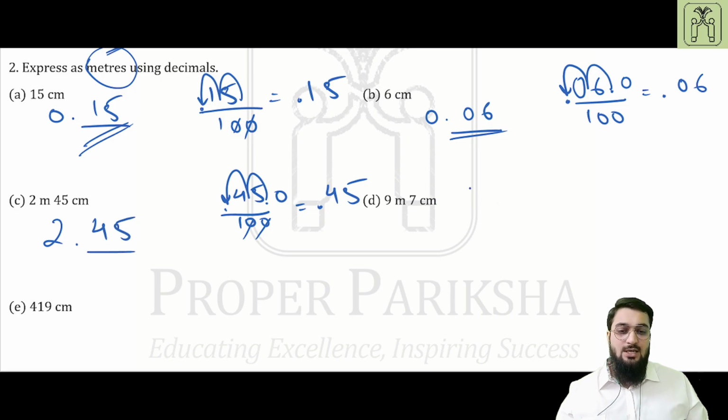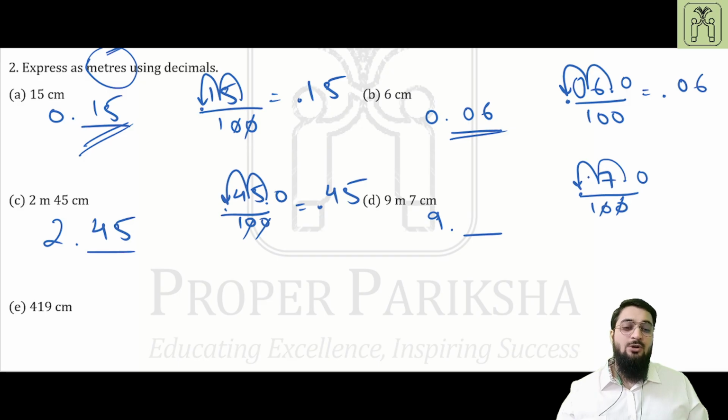Part number D, that is 9 meters 7 centimeters. So it will be 9 point blank, 7 upon 100 and that will be point made, 0 added, 2 jumps on the left to cancel out the 2 zeros of the 100, new decimal point obtained, 0 over here, that will be 0.07, 9.07 will be the answer.